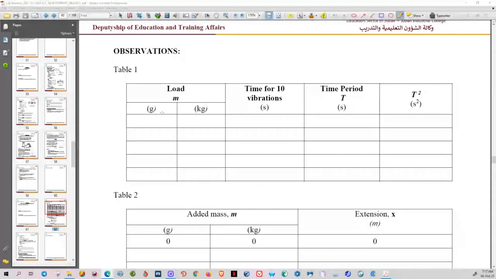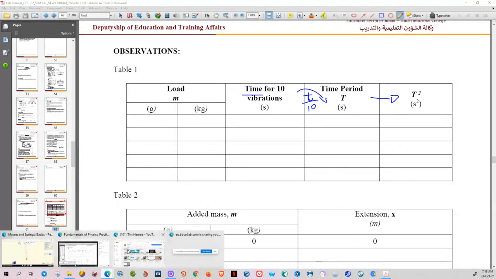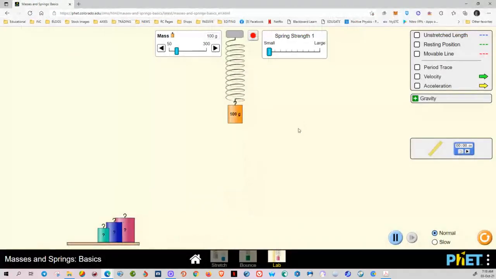Okay, so we are going to add masses, and then we are going to make the spring vibrate. From there, we will count the time for 10 vibrations, and then the time period. The time period is the time for one vibration. And then square this time period. So this one is the time for 10 vibrations, over 10, to find T here. By demonstrating it, it will be easier for you to understand.